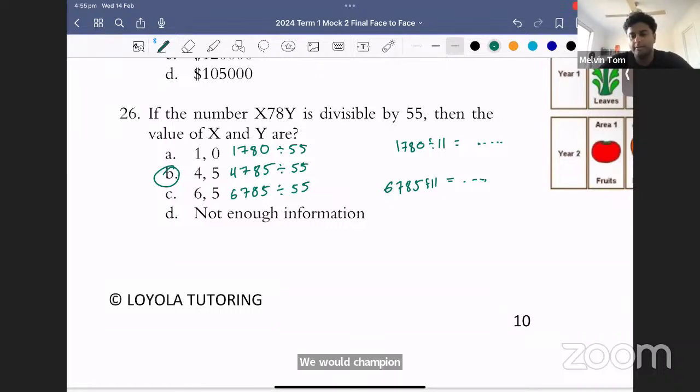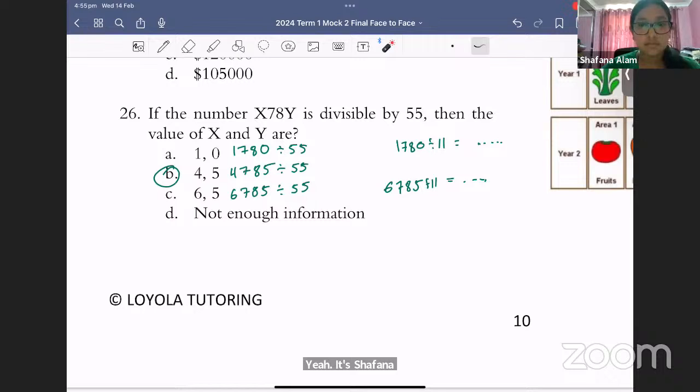Like, where did you hear it? So all I was saying, Shafana, by the way, how do you pronounce your name? It's Shafana. Okay, yeah, Shafana.